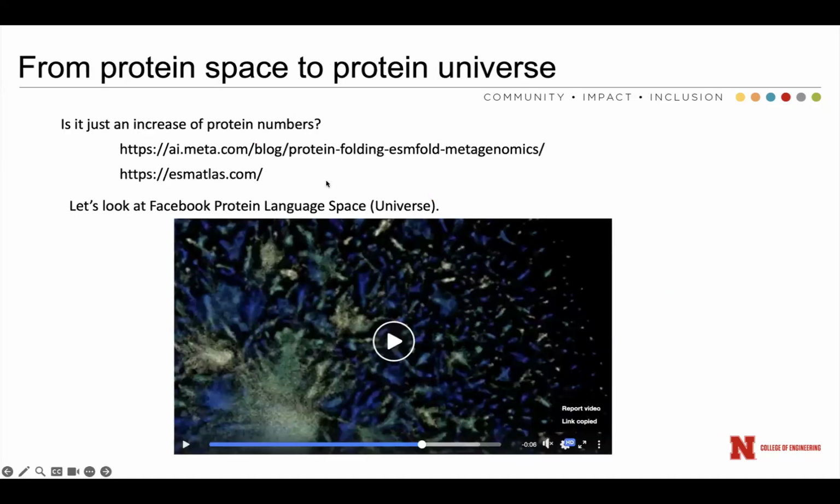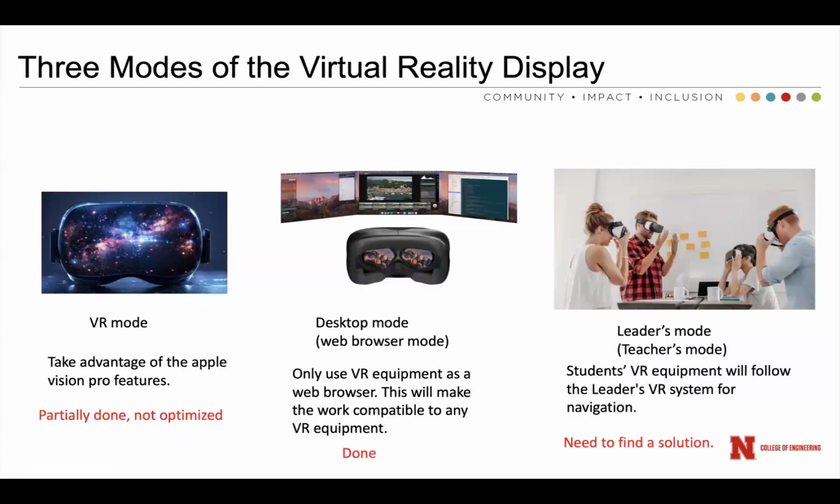Indeed, Facebook already built a very big protein space. They call it protein universe. They accumulate millions of protein sequences in a 2D space. So people can visualize and explore each of the proteins in this big universe. But this is only a 2D visualization. We want to do more and better than Facebook. So we came up with the idea of implementing this system in a 3D manner, especially with the help of virtual reality.